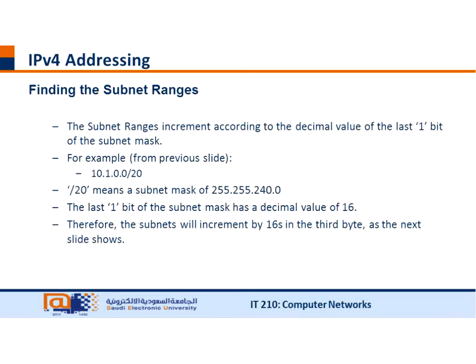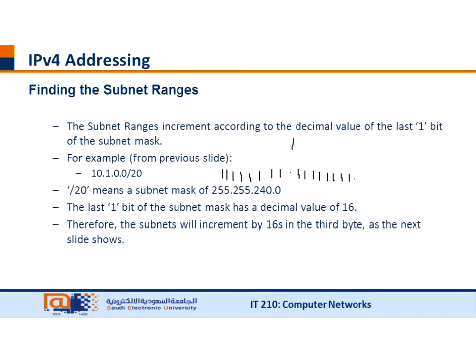Now finding the subnet ranges. The subnet ranges increment according to the decimal value of the last one bit of the subnet mask. For example, we have 10.1.0.0/20. Slash 20 means we have a subnet mask of 255.255.240.0. How? Because it should have 20 ones. So the first 8 bits are 1, then this is the first octet, then dot, again 8 ones.